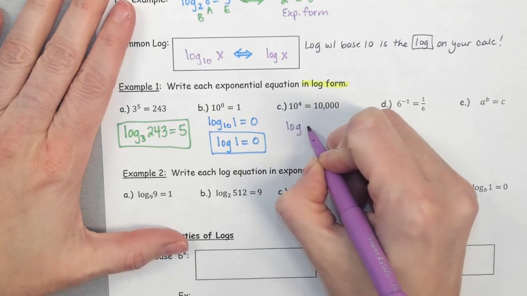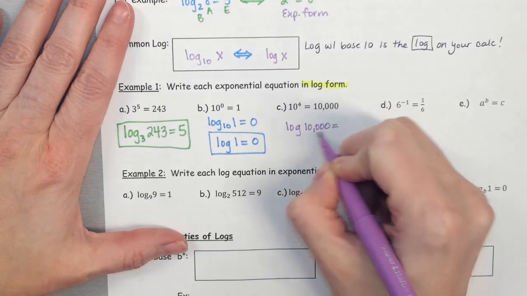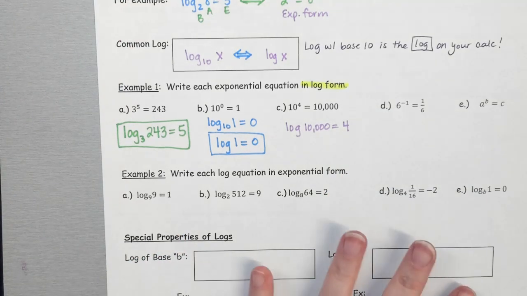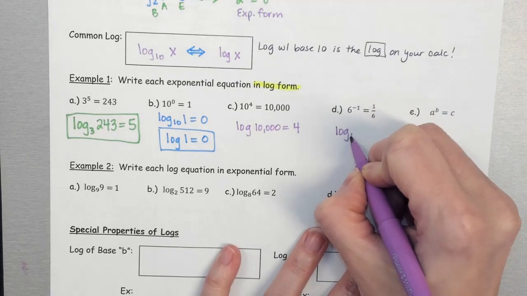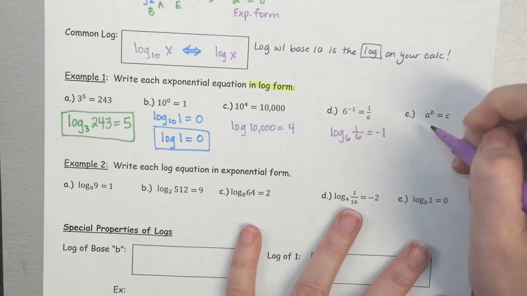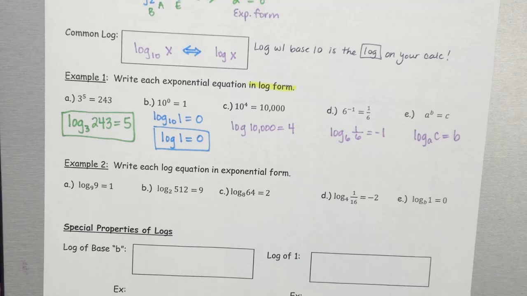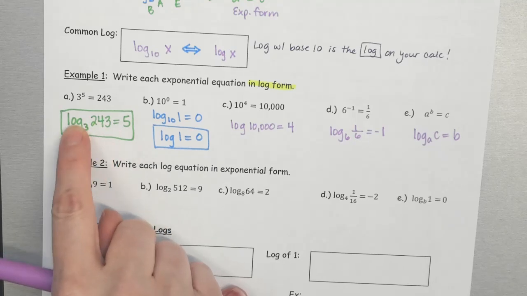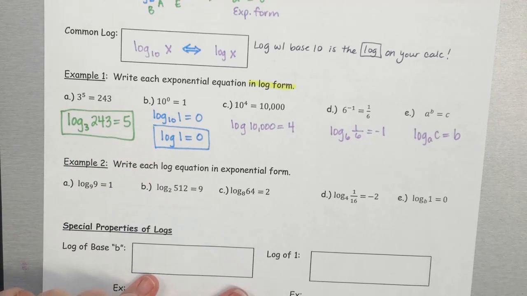Again, there's two ways that you can write this one because base 10 is the common log. You can just write the log of 10,000 is equal to 4. If you wrote log base 10 of 10,000, that is okay too. That's still correct. For this one, you have log, your base is 6 of 1/6, and that's equal to -1. And the last one is log base a of c is equal to b. When you take the log, you are analyzing what the exponent should be for the given base and this value. So 3 to the 5th is 243. 10 to the 0 is 1.